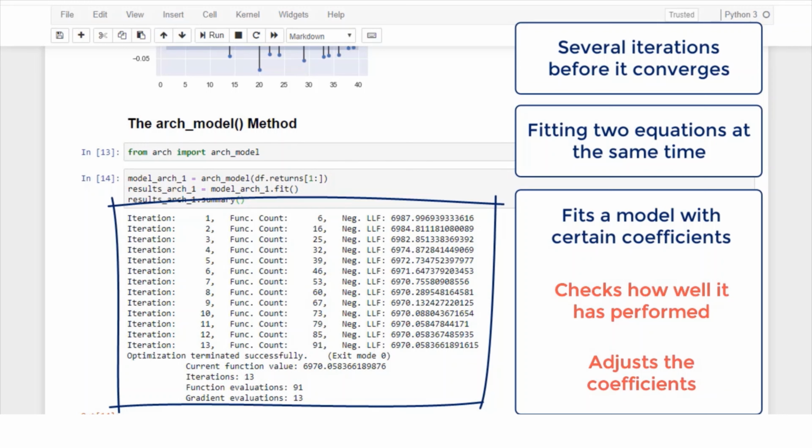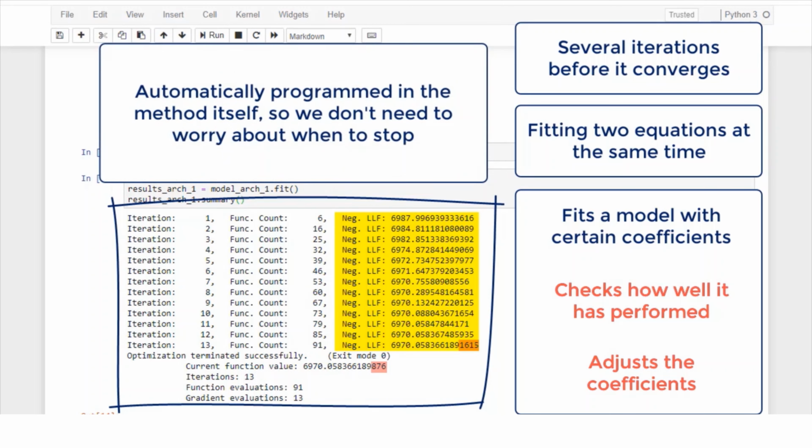Generally, the program stops when the log likelihood decreases. However, in this case, the log likelihood is negative. This means the absolute values have to increase so that the program can stop. Furthermore, since values can be extremely close, there can be some discrepancies depending on the way the functions are coded. Luckily, this feature is automatically programmed in the method itself, so we don't need to worry about when to stop.